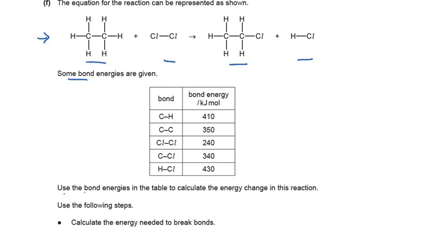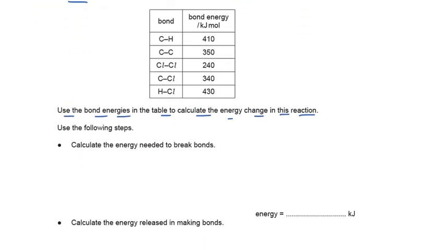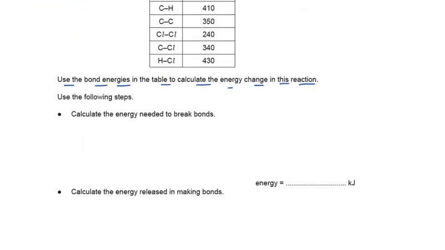Now here it says use the bond energies in the table to calculate the energy change in this reaction. Use the following steps. So let's see what the following steps are here. I'll keep the energy of the bonds visible. Here it says calculate the energy needed to break the bonds. Now the energy needed to break the bonds is the energy of the bonds on the reactant side, and on the reactant side we can see how many bonds there are. Let's have a look again.